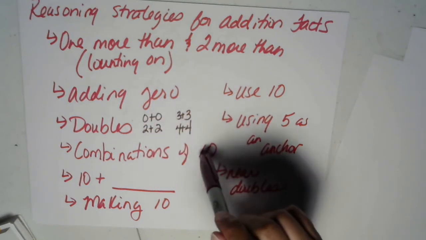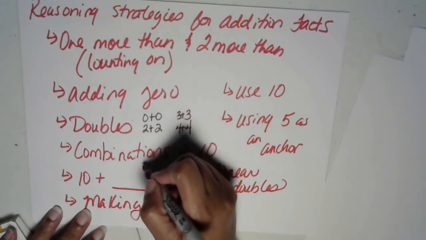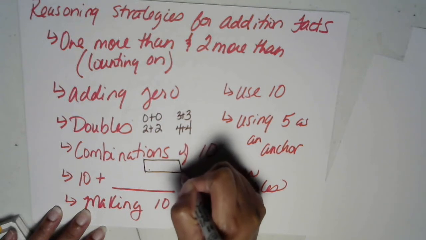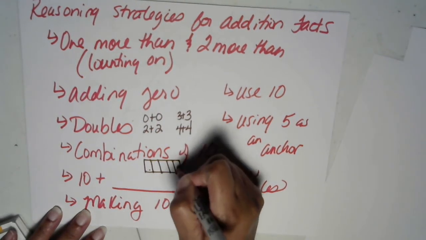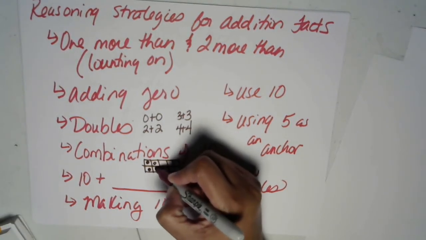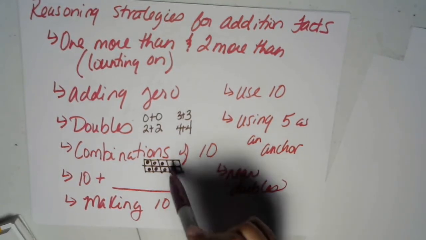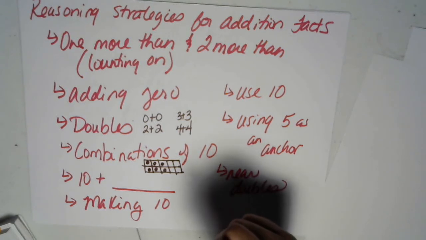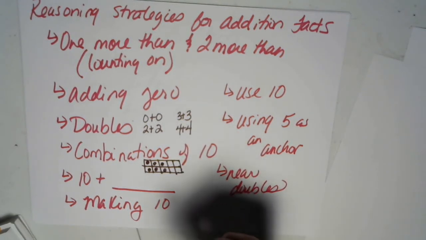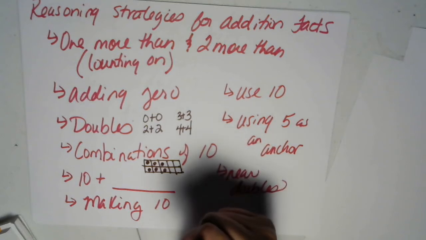Combination of 10 is when you use a 10 frame. Here's a 10 frame, with 1, 2, 3, 4, 5. How many more do I need to fill my frame? This is a very important strategy for students, learning how to build 10. It gives them a strong foundation, and then they can derive many facts when they can build 10. So building 10 is going to help them with addition, subtraction, multiplication, and division.